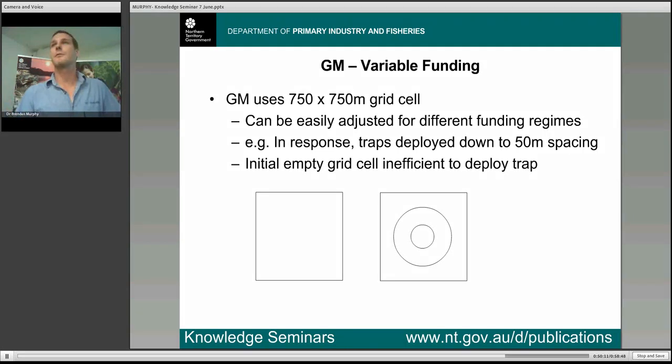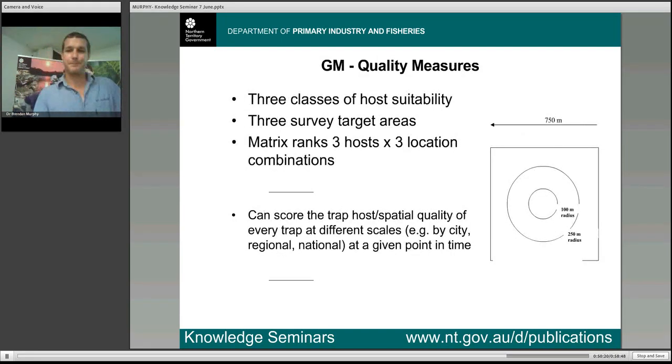So we can end up putting a trap in one of those grid cells, optimally placed, within minutes, as opposed to hours or days. But that wasn't the only advantage we have. We've divided that grid cell into three distinct areas: within the 100-meter radius, between the 100 and the 250-meter radius, and then outside that area. Obviously, the closer to the center we are, the better.